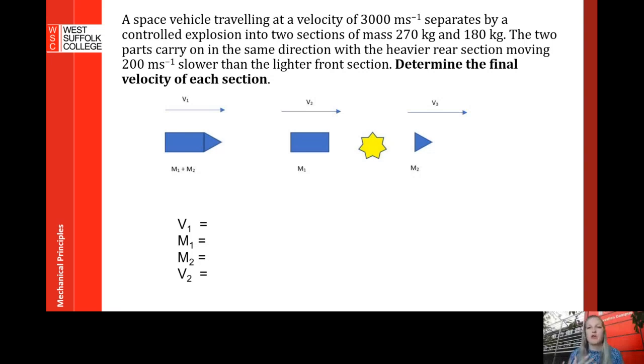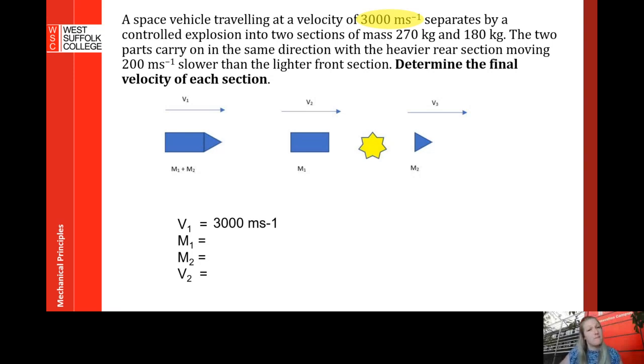So the first part that we're looking for is our velocity. Now, I've got my highlighter and I've highlighted my velocity 1, which is given in the question. It's telling us that we've got 3,000 meters per second as my velocity 1. Okay, so I can put that down.